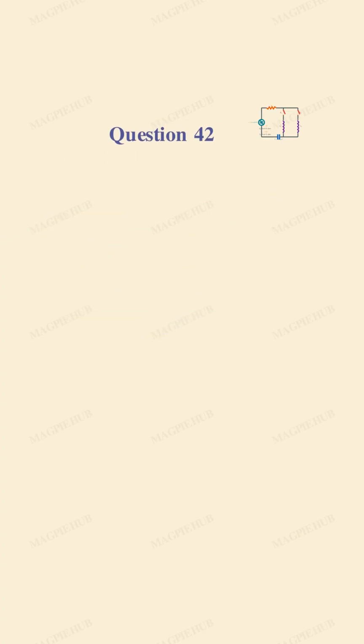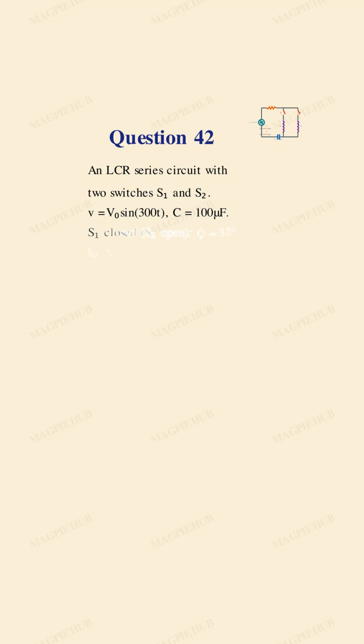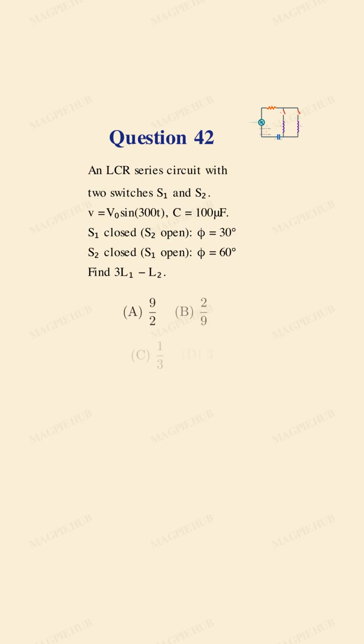The question states, an LCR series circuit has two switches S1 and S2. The AC source is V equals V0 sin 300t and capacitance C is 100 microfarads. When S1 is closed keeping S2 open, the phase difference is 30 degrees. When S2 is closed keeping S1 open, the phase difference is 60 degrees. We need to find 3 L1 minus L2. The options are A, 9 by 2, B, 2 by 9, C, 1 by 3, and D, 3.